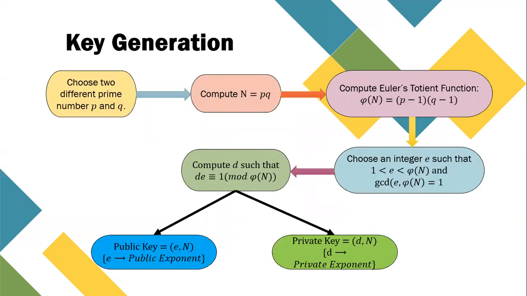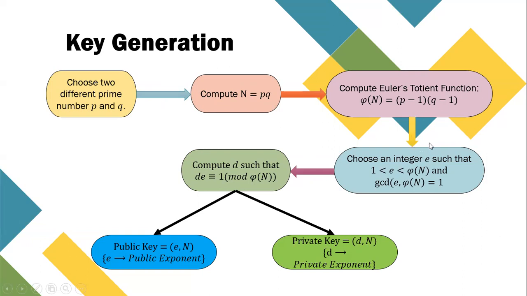So the first step of the RSA algorithm is key generation. We begin by choosing two different prime numbers, P and Q. Both P and Q are very large prime numbers. Next we compute N, which is the product of the two prime numbers P and Q. Next we compute the Euler totient function phi(n), which is equal to (P minus 1) times (Q minus 1).